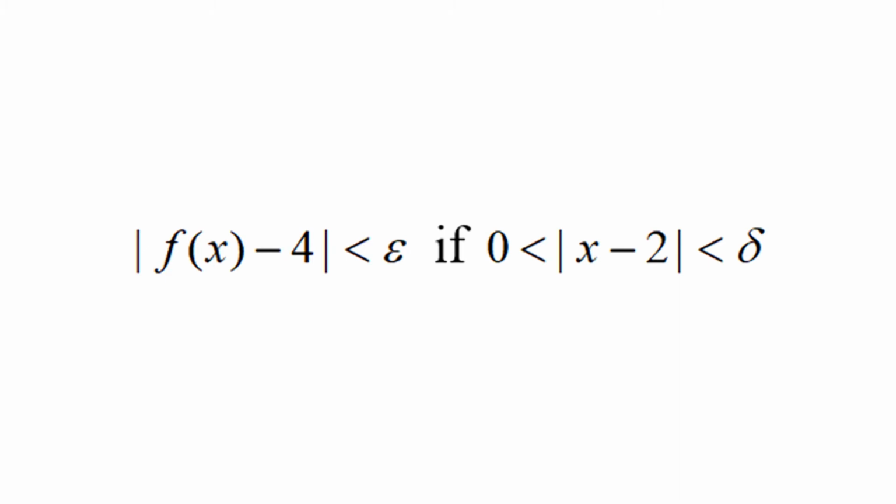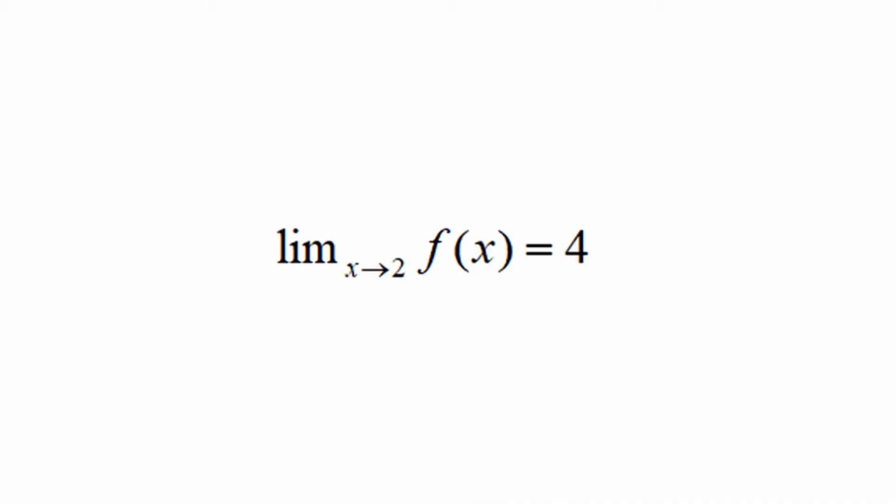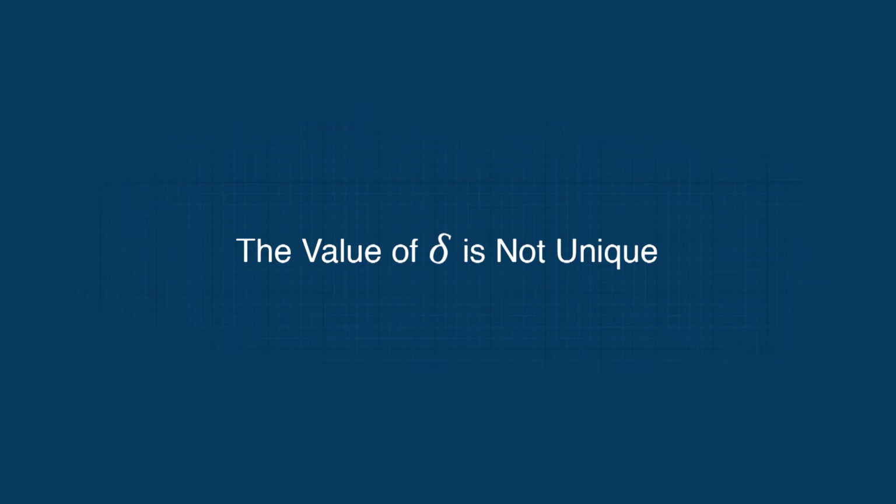Hence, we can conclude that for any ε > 0, whether 0 < ε < 4 or ε ≥ 4, there is a δ > 0 such that |f(x) − 4| < ε if 0 < |x − 2| < δ. Hence, by the definition of limit, this shows that the limit of f(x) as x approaches 2 is 4. The value of δ is not unique.